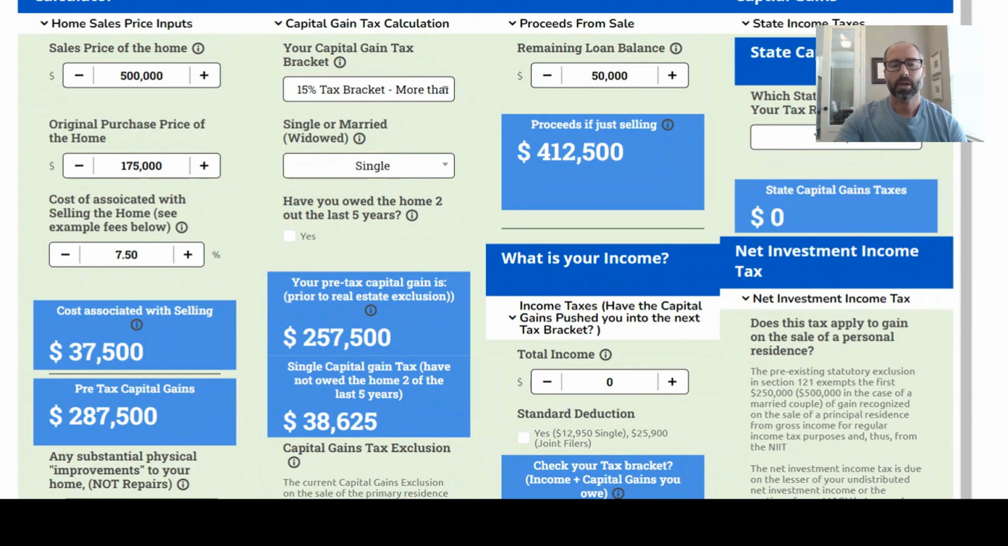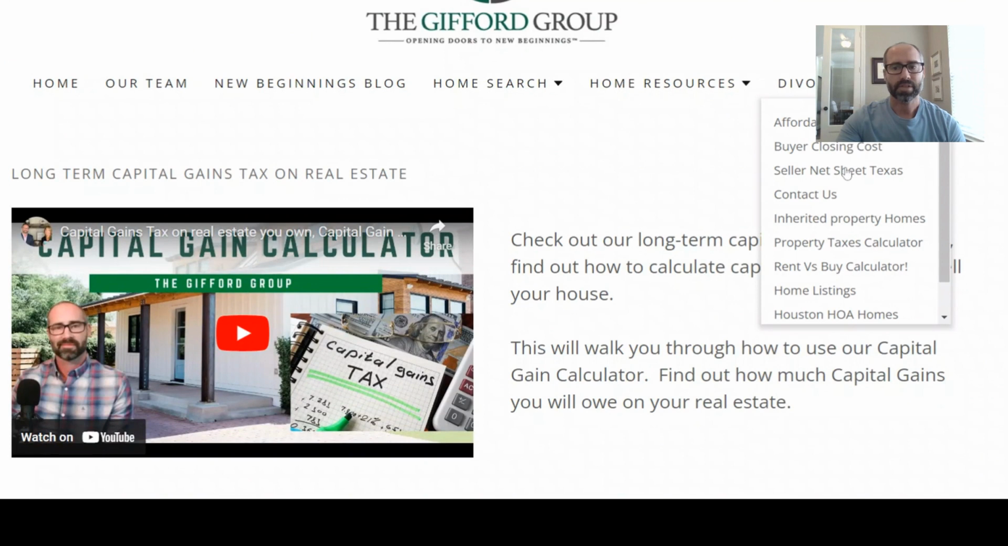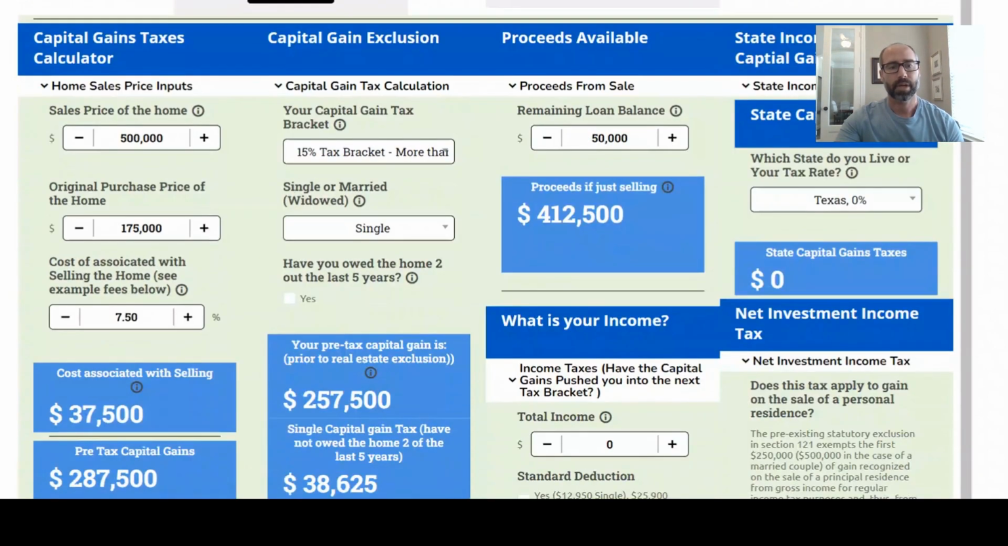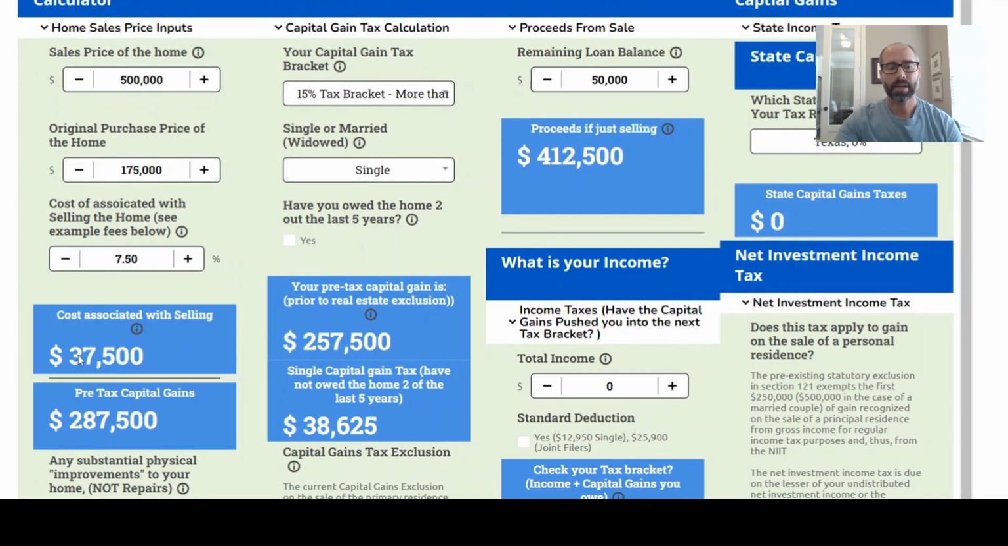At the Gifford Group, we say that about 7.5% is a good number to consider when you are selling the home. If you want to get a little bit more precise, we have a seller's net sheet, specifically designed for Texas. I made a whole other video about the seller's net sheet, so you can check that video out. But as a quick rule, let's use 7.5%. If you want to be more conservative, you could go up, and if you think you can use a little less, you can go down. So we'll just leave it at 7.5%. That tells us we have $37,000 in costs associated with selling.